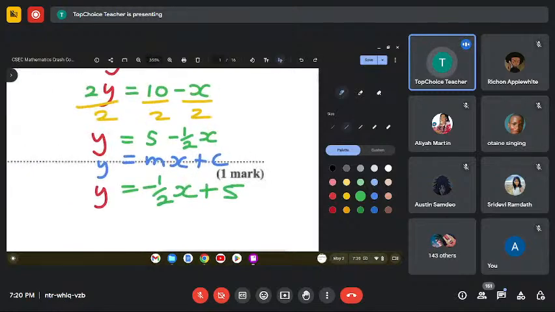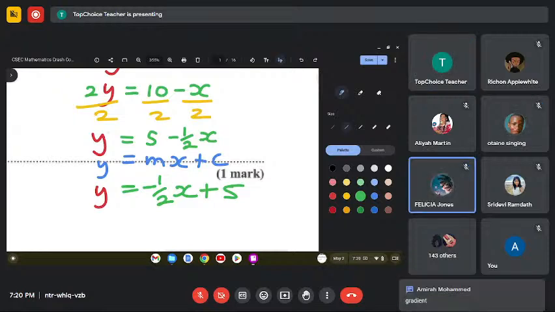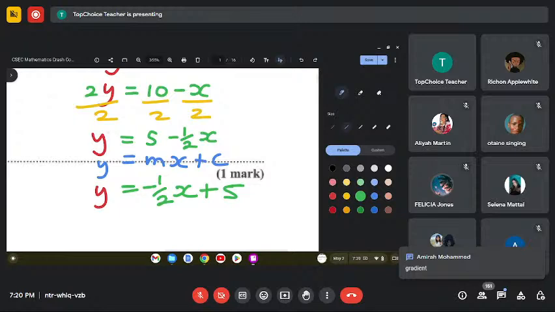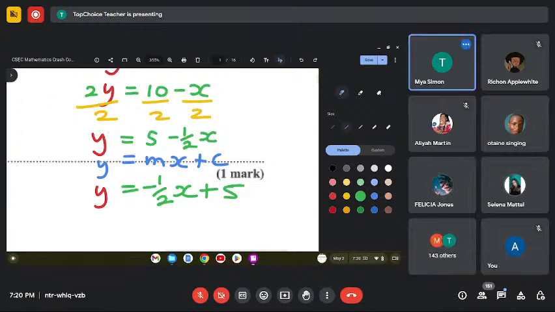look at the letters y, m, x plus c. What does the m mean? Anyone know what the letter m means? The gradient. And what does the c mean? Anyone know what the c means? The y-intercept. Very good. So the letters m and c are very important, and we'll be using those things coming to the end of the question.